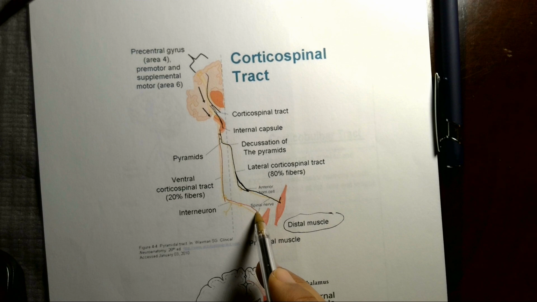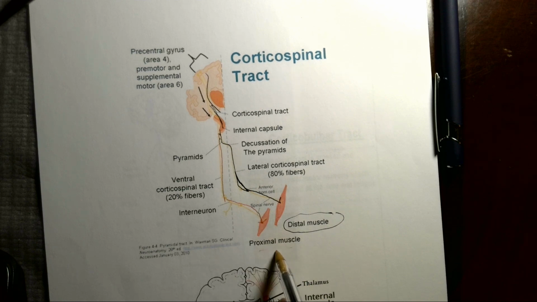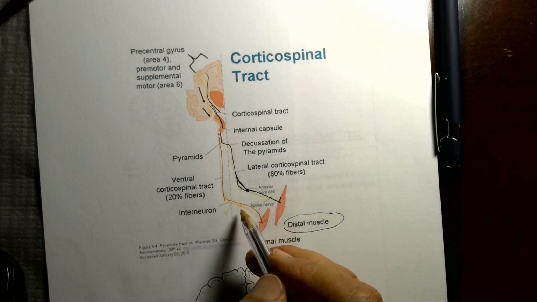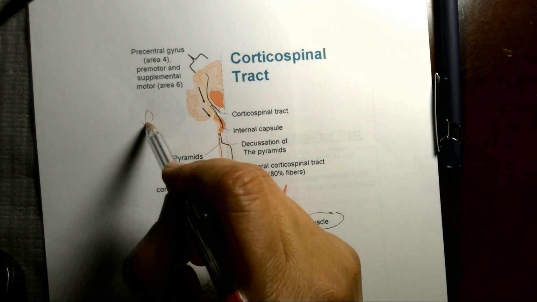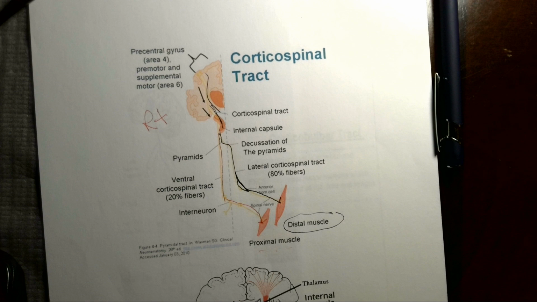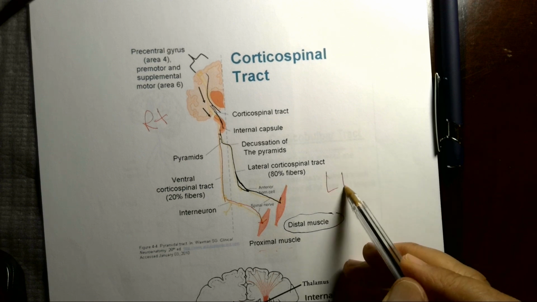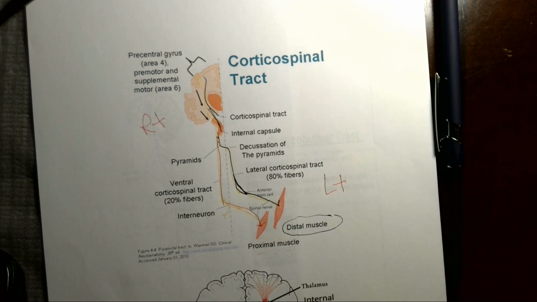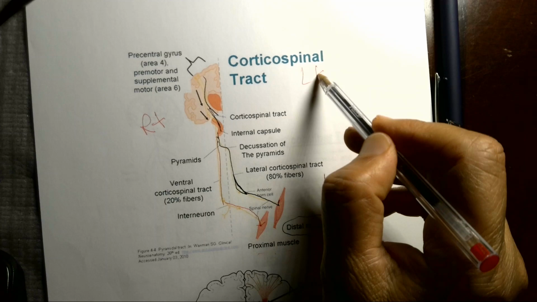And reaching to the proximal muscles. So at the end of the day, you will see this is the right side of the brain, or right cerebral hemisphere, controlling left side of the body, okay, and vice versa. The left here is going to control right here.